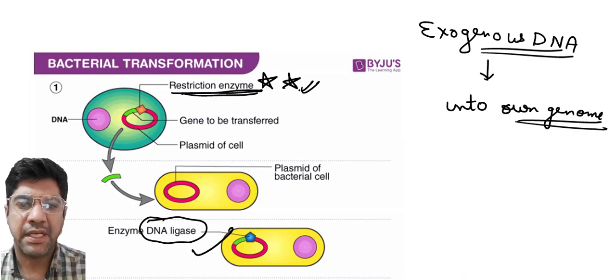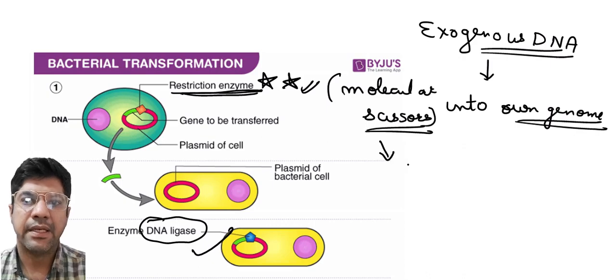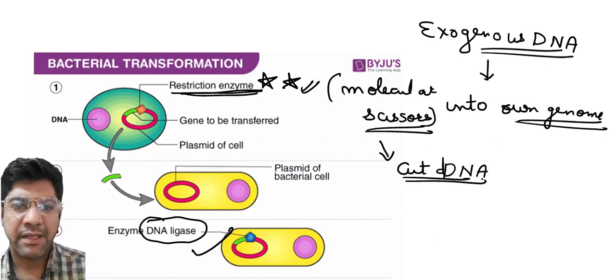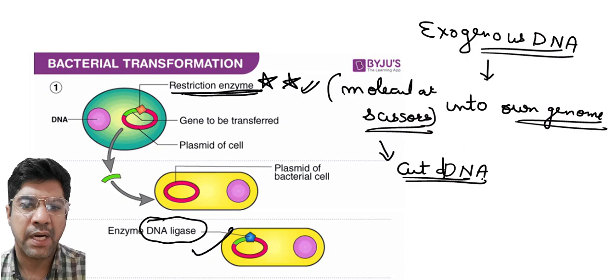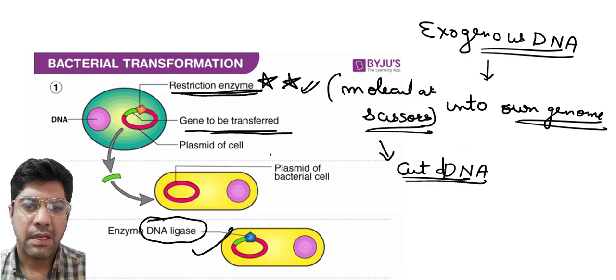Think of restriction enzymes as molecular scissors. They cut the DNA at specific places. In bacterial transformation, these scissors are used to cut the new DNA we want to put into the bacteria, and also cut the bacteria's own DNA. This cutting is necessary to combine the new DNA with the bacterial DNA.